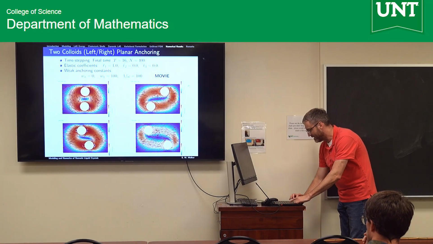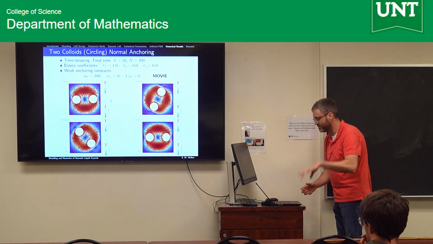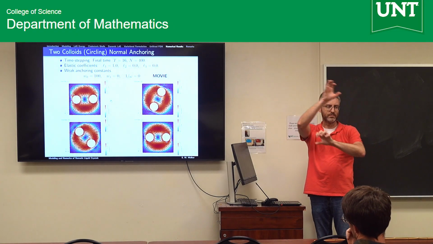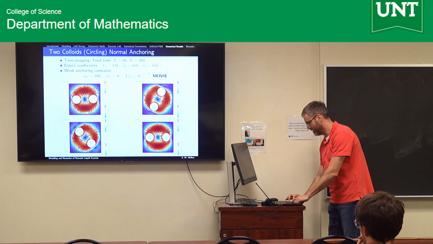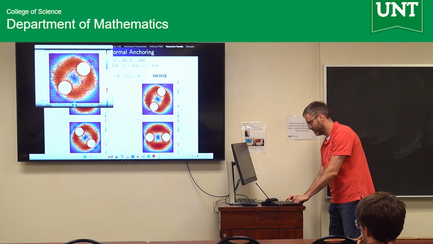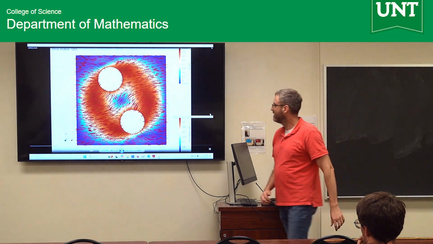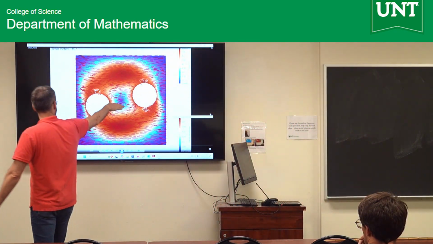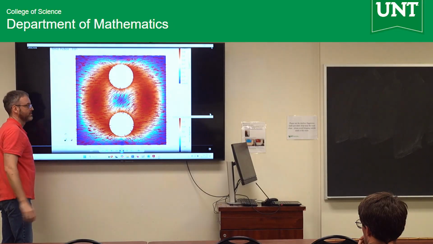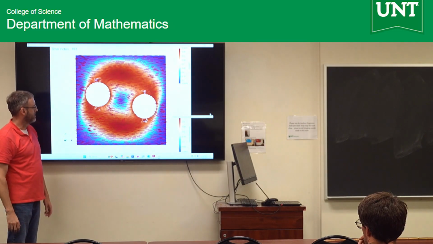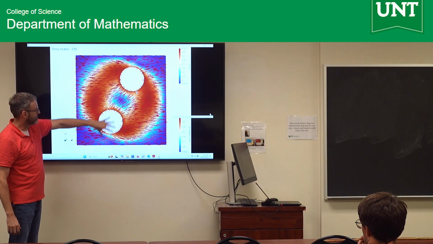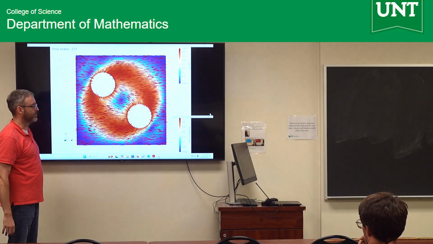And then for the last simulation, these are two circles moving around each other. We'll start with normal anchoring. And again, you can see this sort of switch in the interior state as they move around. And again, these -1/2 degree defects follow the colloids around.